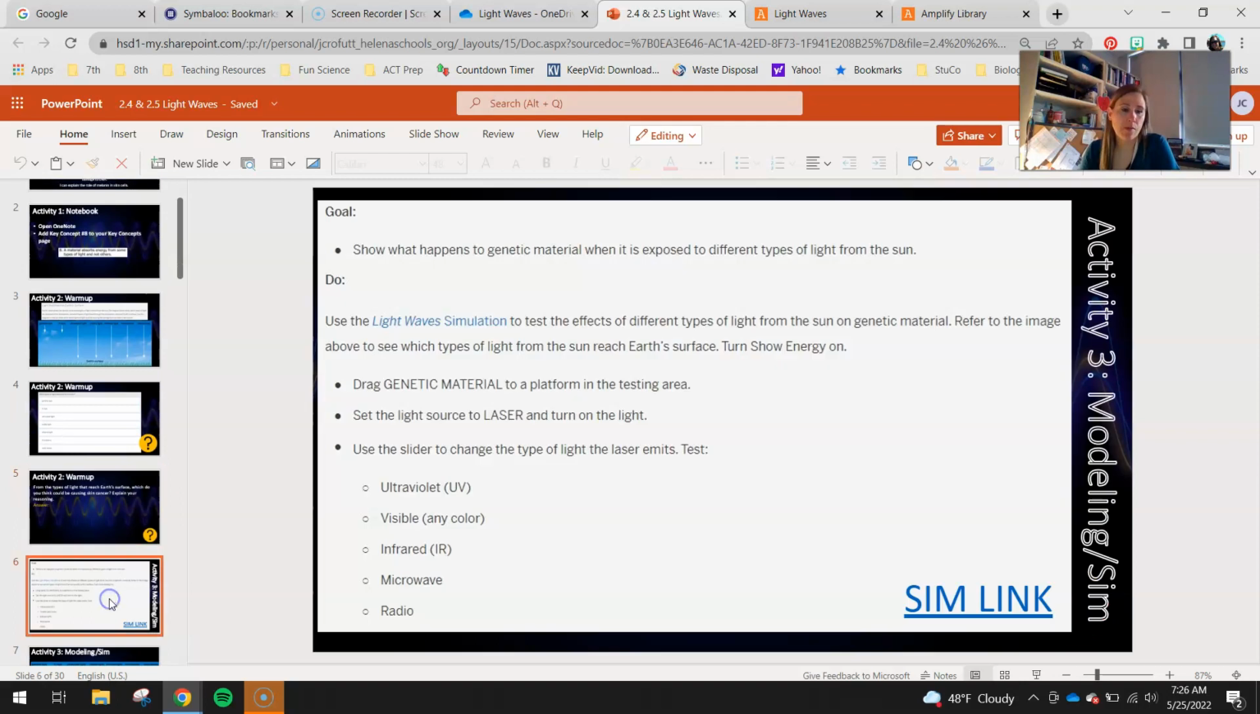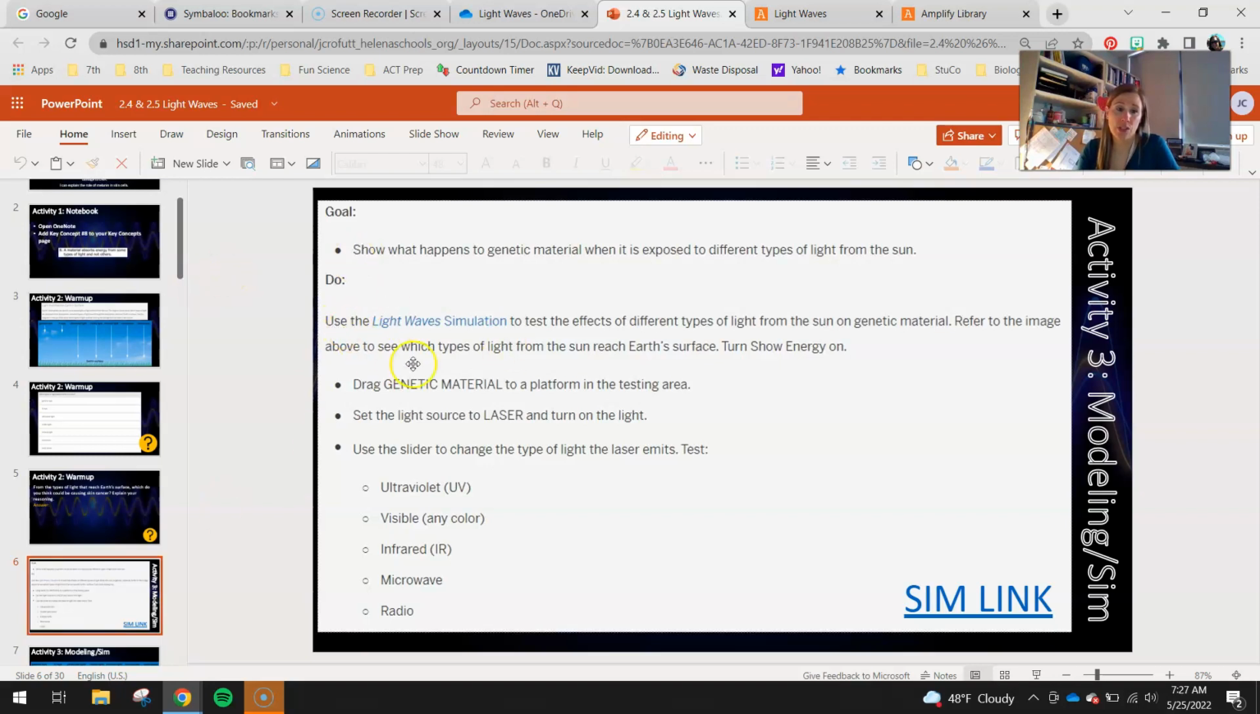All right, moving on to activity 3. So what you are going to be doing is using the sim to find some evidence today. And as you find that evidence, you are going to be recording that data into a model instead of your typical data table. So your goal is to show what happens to genetic material when it's exposed to different types of light. So remember that not all light from the sun is going to cause damage to our DNA and our skin cells. So this is going to be models that show which ones cause damage and which ones don't.